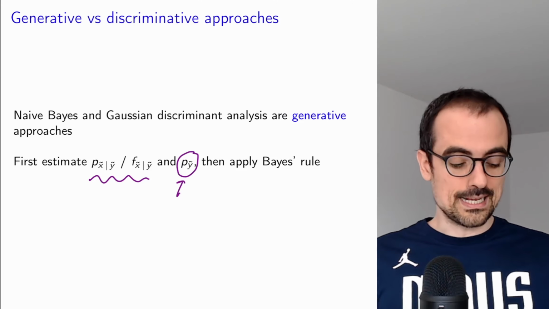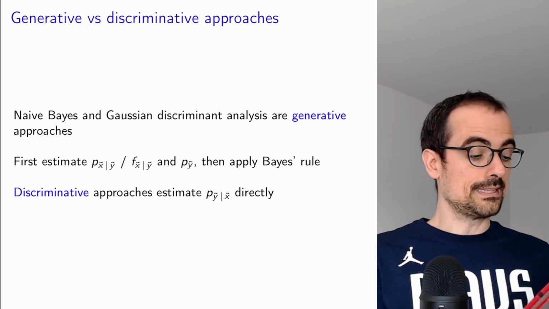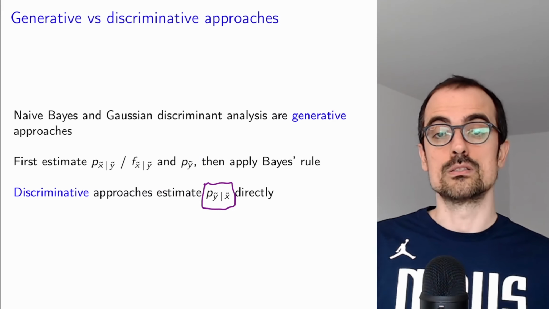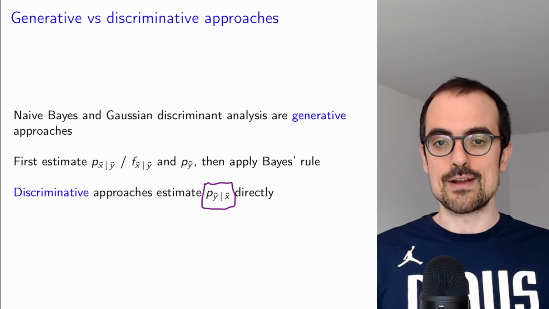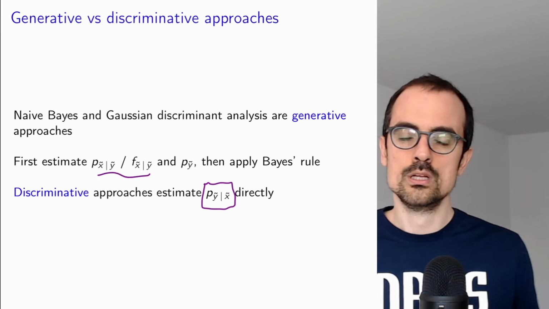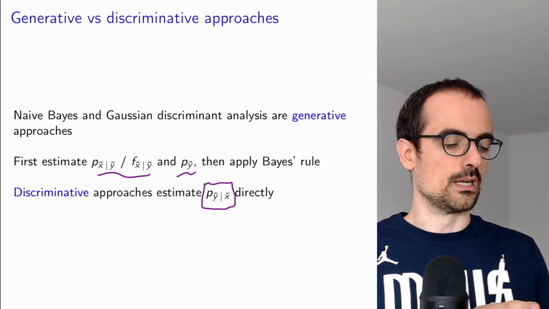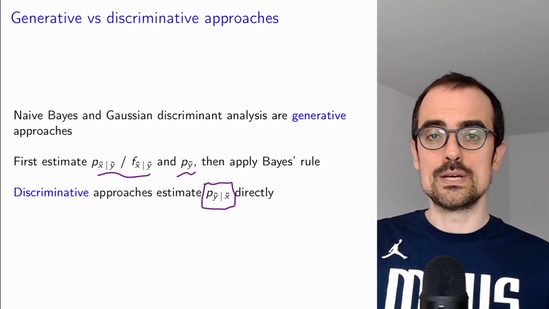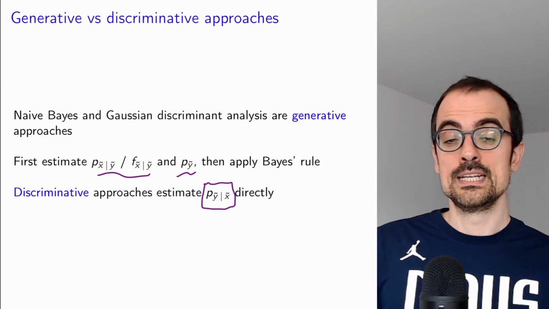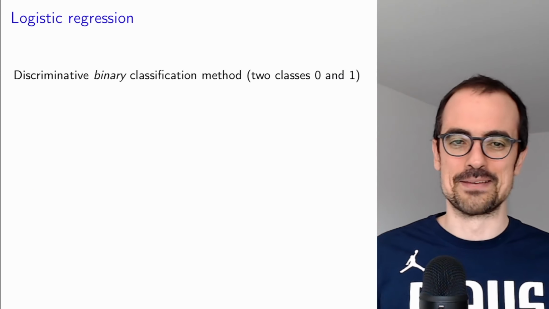Discriminative approaches take a different route, and that's the route that we're going to take today, where we attempt to estimate this conditional PMF of the labels given the features directly, without attempting to compute either the conditional distribution of the features given the labels or the PMF of the labels. I felt that I repeated exactly the same thing twice. Sorry about that.